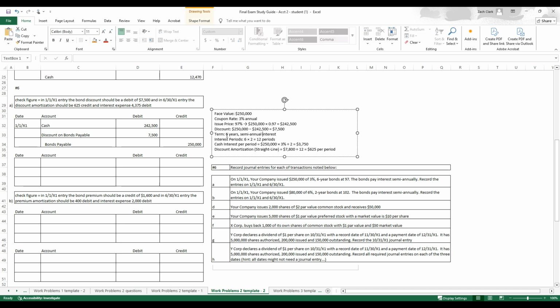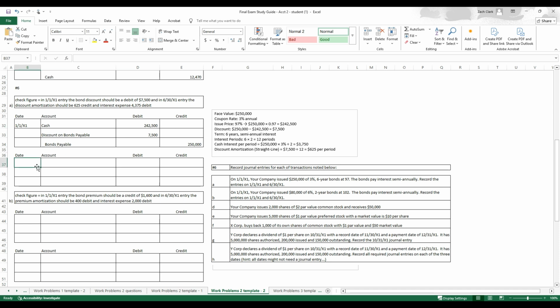And so it was 6 years, I think is what it said, right? Yeah, 6-year bonds and semi-annual interest. So therefore, there's going to be 12 payments throughout those 6 years, 2 payments per year. And so to amortize our discount, we divide our 7,500 by 12. I think I'm supposed to say 7,500. Let me make sure that's 625. Yeah, so that still makes sense.